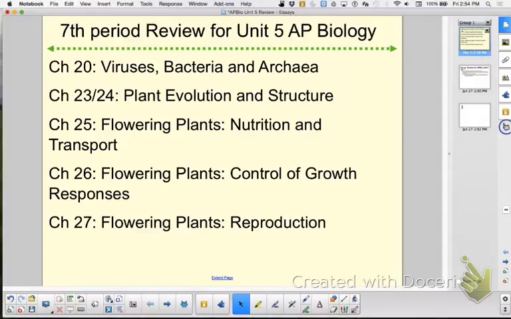Okay, that was 26. 27 is flowering plants reproduction. For flowering plants reproduction, what do you need to be thinking about? That's right. Do you think you should have that thing nailed? Yes, alternation of generations. Sporophytes always make spores. Gametophytes always make gametes, right? So you just got to know where meiosis occurs. If you know where meiosis occurs, you've got to be able to figure everything else out, right?